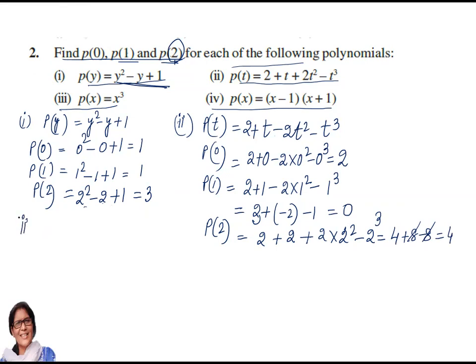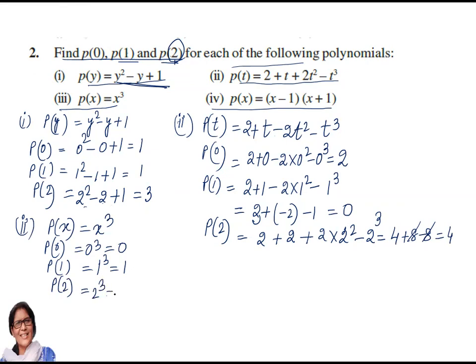Third part is P(x) is equal to x cube. First I'll go for P0. P0 means 0 cube. 0 cube is 0. Next I'll go for P1. P1 means 1 cube. 1 cube is 1. Then P2. P2 is 2 cube. 2 cube is 8. 2 into 2 into 2. Then coming to fourth part. Fourth part is P(x) is equal to x minus 1 into x plus 1.